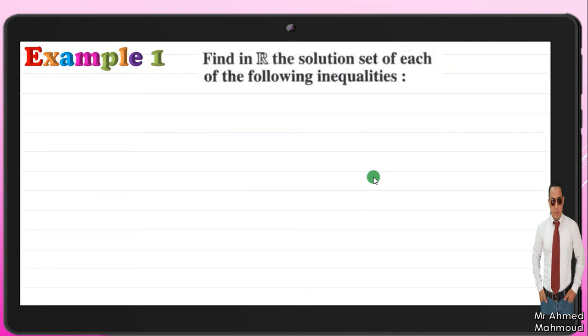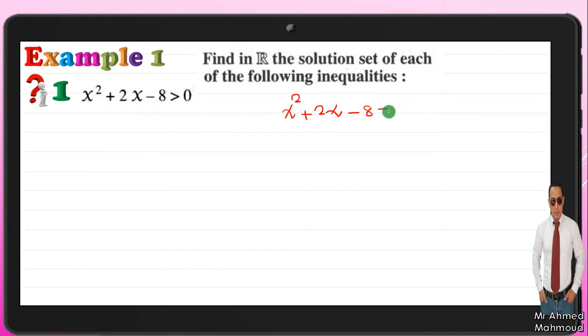Okay, I'm going to start with example 1 direct. Find in R the solution set of each of the following inequality. x power of 2 plus 2x minus 8 greater than 0. In this example, I'm going to find the sign of x power of 2 plus 2x minus 8. But now he asked me the function here greater than 0. So I need what? First, I'm going to make x power of 2 plus 2x minus 8 equal 0.